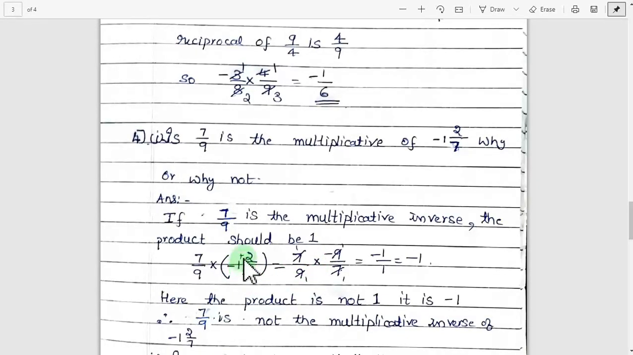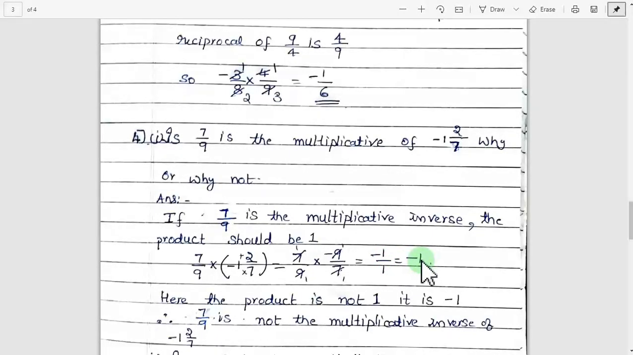7 by 9 as it is. Converting the mixed fraction means multiplying 7 into 1, plus 2: minus 9 by 7. Don't think that you have to subtract this. 7 into 1, plus 2, is 9. So minus 9 by 7. Now simplification: 9 ones are 9, 9 ones are 9, 7 ones are 7, 7 ones are 7. Here 1 into minus 1 remains. So the product is minus 1 by 1, which is equal to minus 1.